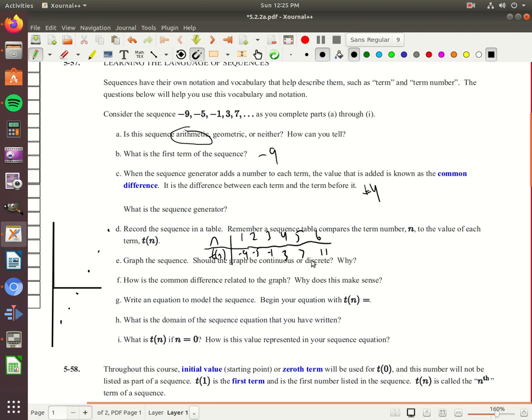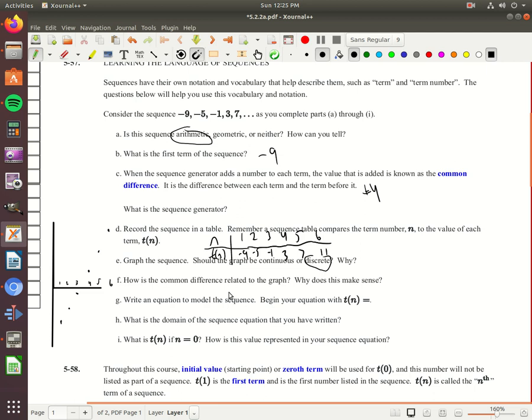So a couple things to notice about this graph. It should absolutely be discrete. We do not have a 1.2 term or a 1.5 term. Also, we don't have a 0 term. 0 is not part of the sequence. The sequence always starts at 1. So that's important to remember when we go with these graphs. There's no negative term of the sequence. So that's really important to remember.